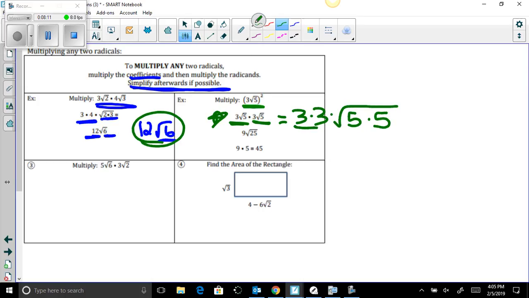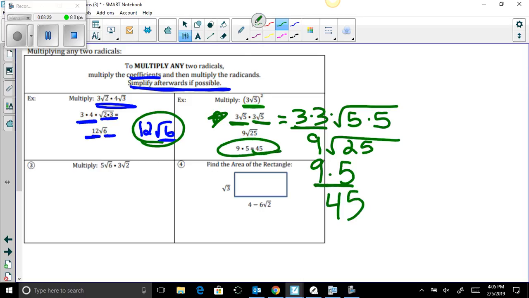Then finish multiplying. 3 times 3 is 9. 5 times 5 is 25. Can I simplify afterwards? Leave my 9. What's the square root of 25? It's 5. I lose my radical. So I could simplify and now keep going further. 9 times 5 is 45.